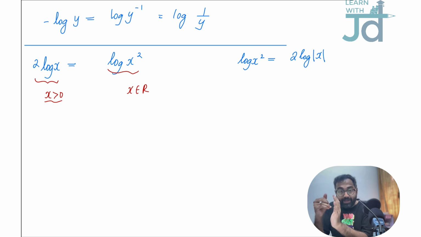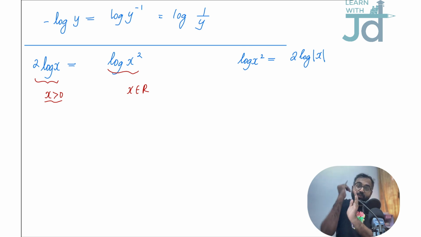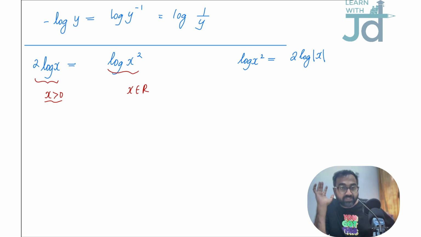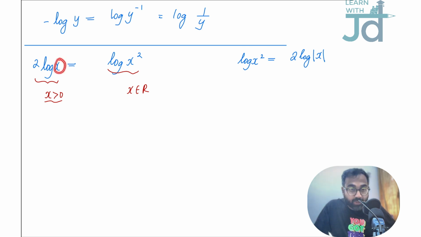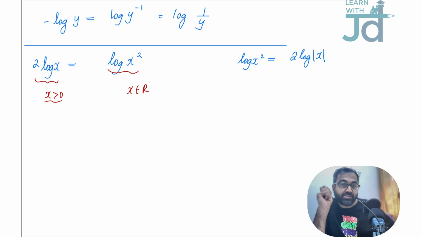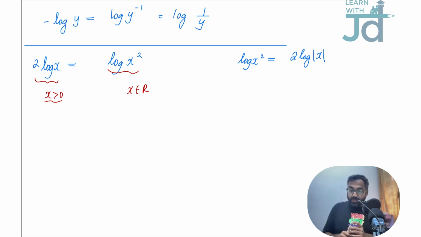Whatever answer you get, put it back in the equation and check. If it is not satisfying, at least make sure that the value inside the log is positive. Whatever is inside the log, I told you in the domain, it should be greater than 0. Exactly, it should be positive. It is not even non-negative here, because it cannot be equal to 0 also. So it should be strictly positive. Okay? So remember this.